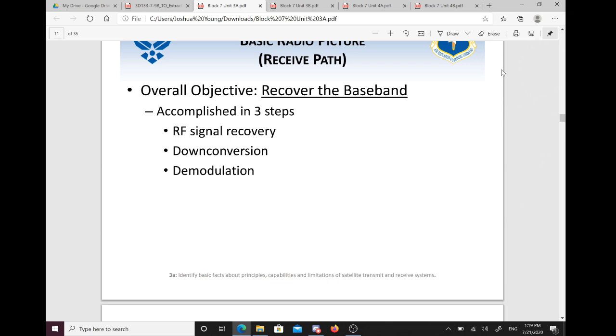So in our receive path, now that we've transmitted the baseband, which is the objective of the transmit path, the objective of the receive path is to recover the baseband. We started off as baseband, we have to end as baseband. This is accomplished in 3 steps again. You're going to recover your RF signal, then down convert your RF back to IF, and then your IF will be demodulated into a baseband output before it goes to your demultiplexer for dissemination to your distant end users.